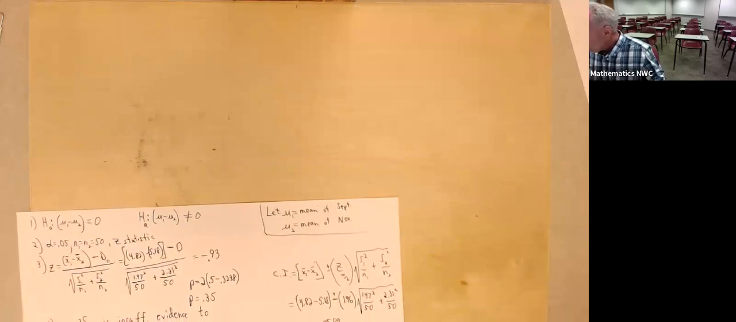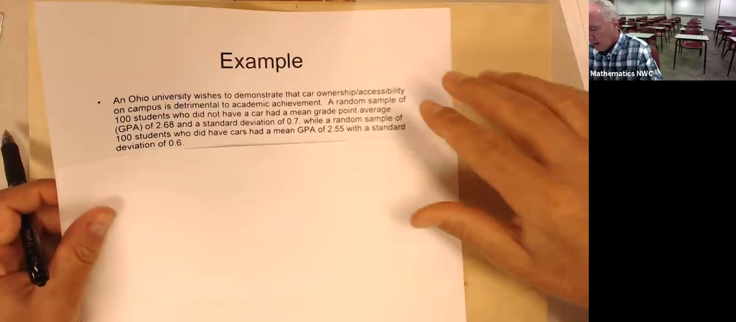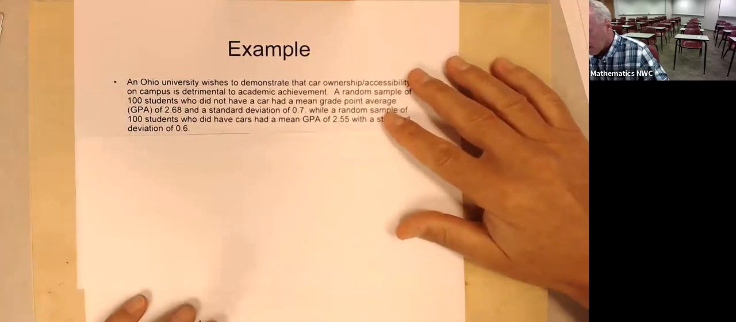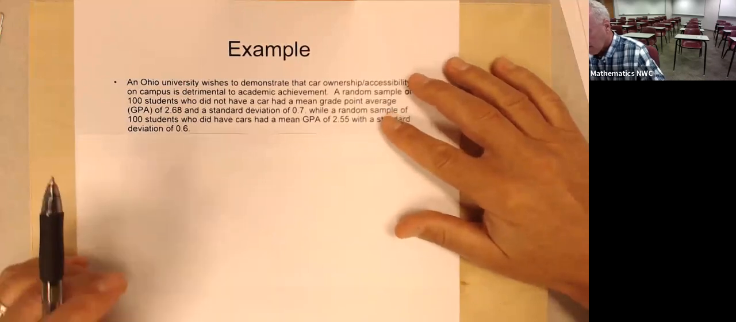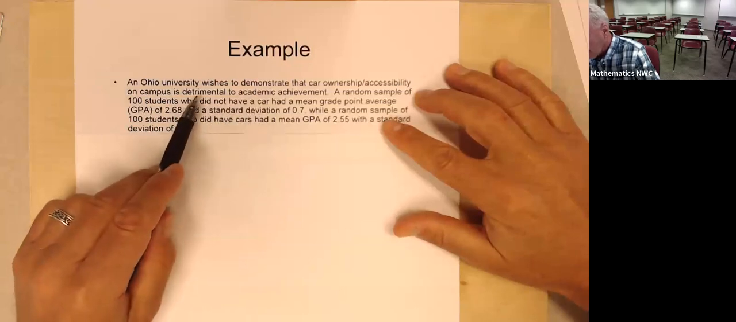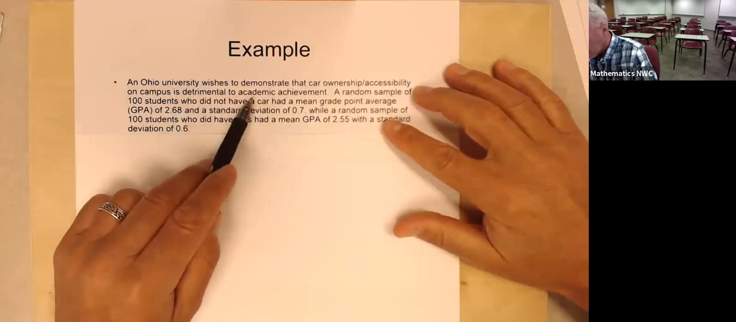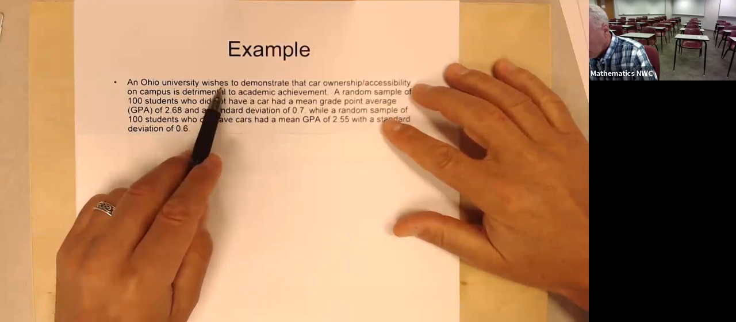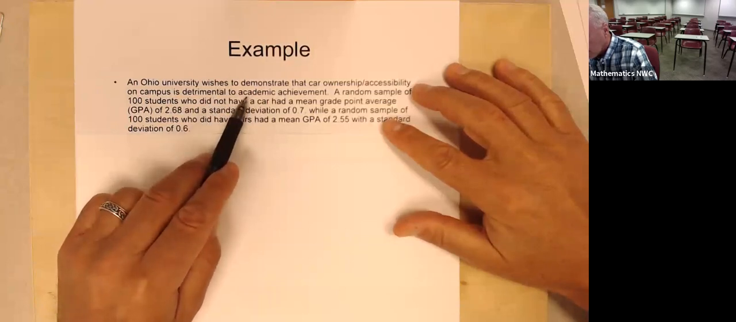I'm going to do one more example here today. The good news for today is we will have no assignment. We're going to spend 2 days on this section 10.1. But here's another example. An Ohio University, and again, I should have cut the top off, wishes to demonstrate that car ownership is detrimental to academic achievement. It means if you own a car, you're likely to get worse grades.